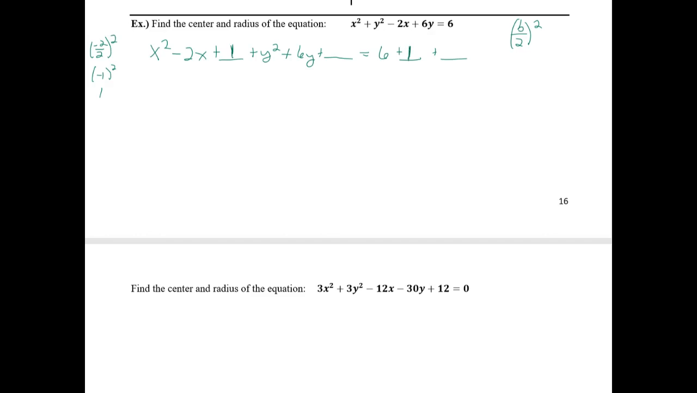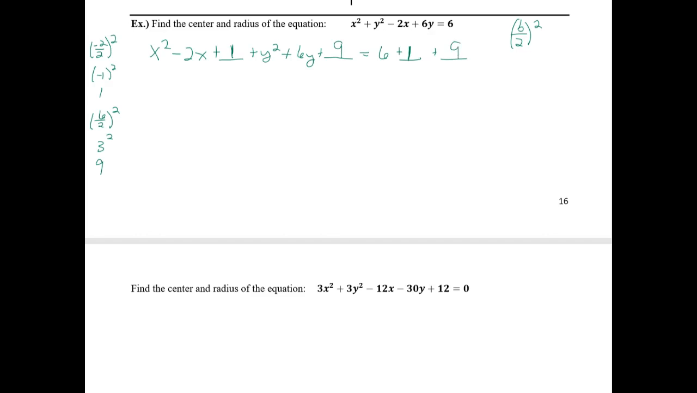Same thing with the y's. The b term is 6, because that's with the y to the first degree. So I'll take 6 divided by 2, square it. 6 divided by 2 is 3. 3 squared is 9. I'll add 9 to both sides of my equation.